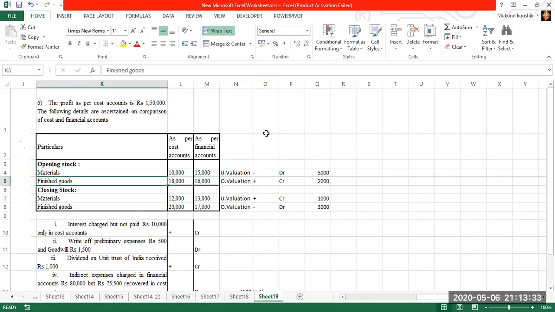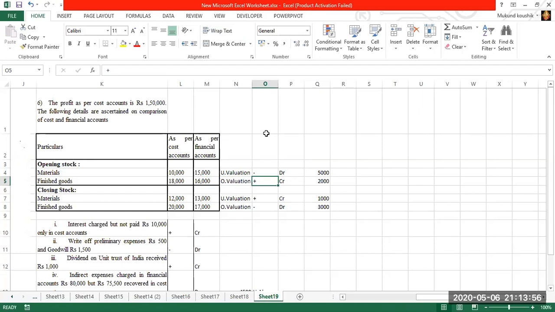Understood? Then again they have given finished goods. Opening stock of finished goods as per cost account they have given 18,000 and as per financial account it is 16,000. Now if you compare both, here the amount as per cost accounting is more. That means the stock is overvalued here. The opening stock of finished goods is overvalued here. So in costing books it is overvalued. So that overvalued amount you have to add.